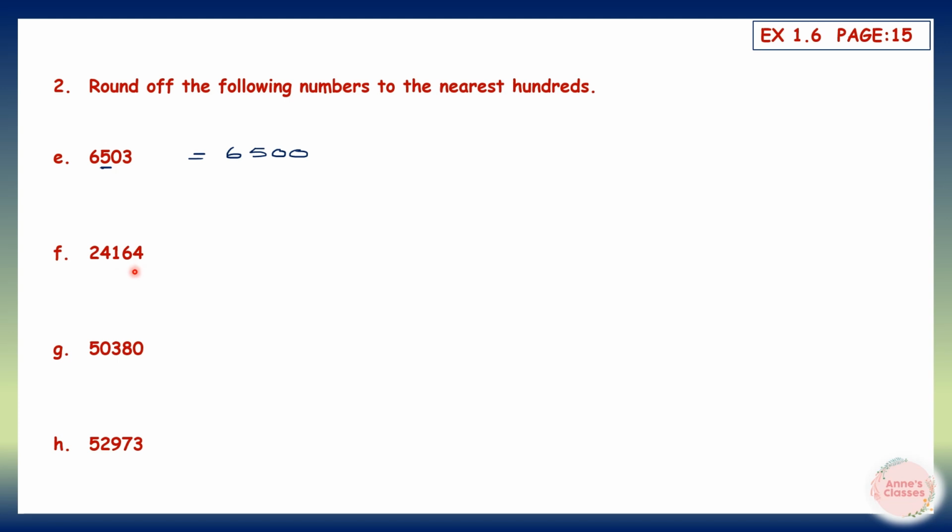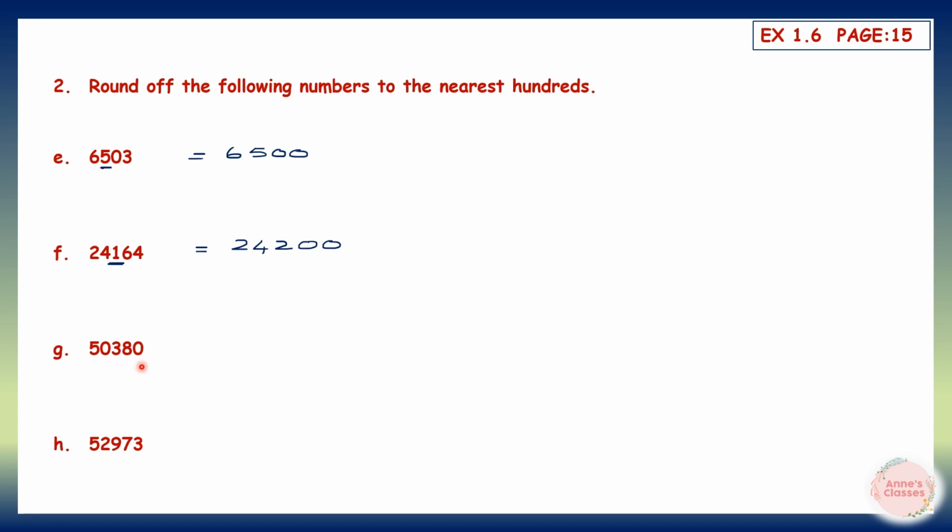The next number is 24,164. What is the digit in the hundreds place? Ones, tens, hundreds. The digit is 1. And to the right, what is the digit? We have 6. That is more than 5. That means 1 will increase. So 1 is now going to become 2. So let's write down all the digits. So 2, 4, 1 is now becoming 2. And to the right, there are two digits, put two zeros. So 24,164 is now 24,200.